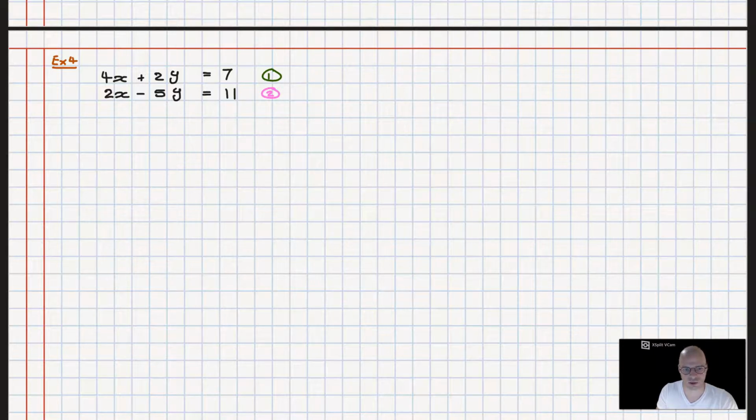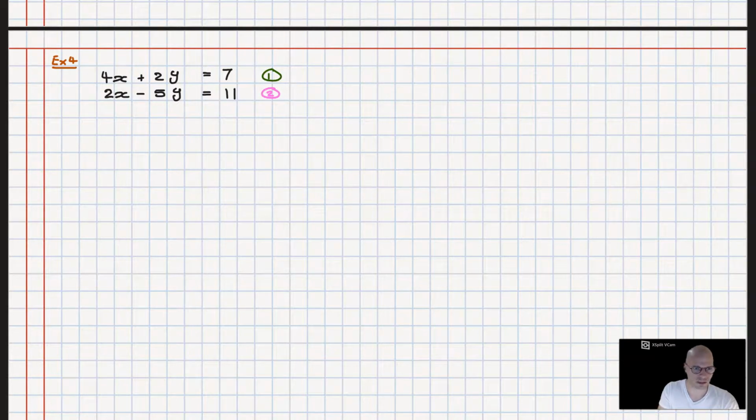Now, to be able to use elimination here, we need to make it such that either the x terms are the same, or the y terms are the same. Looking at the y terms here, notice that we've got a 2 and a 5. They're both prime numbers, so it's pretty hard to make them the same. You can do it, but it's messy with the fractions you deal with. Similarly, we've got 4 and 2 for the x terms, which have a common factor. So I think we'll make these two the same.